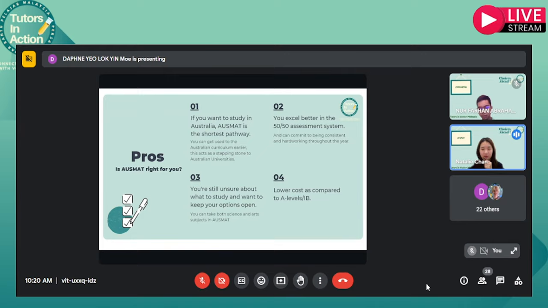And number 4, lower cost as compared to A-levels or IB or most of the other pre-university programs. OSMAT is relatively cheaper based on the fees. Yeah, next.